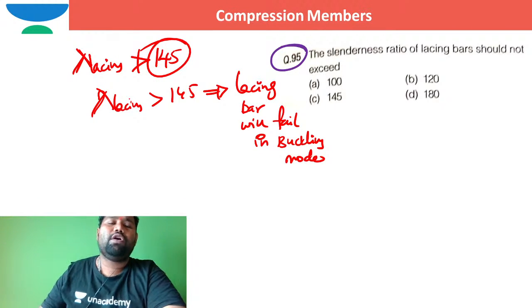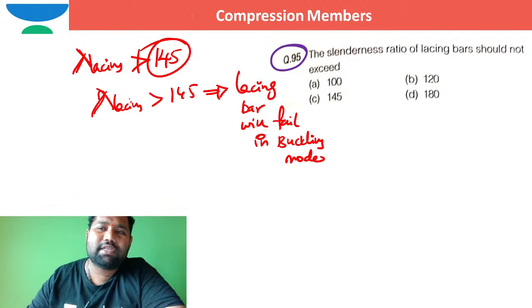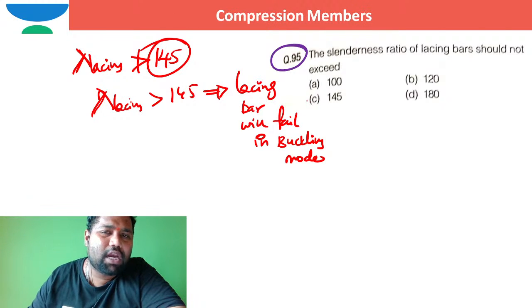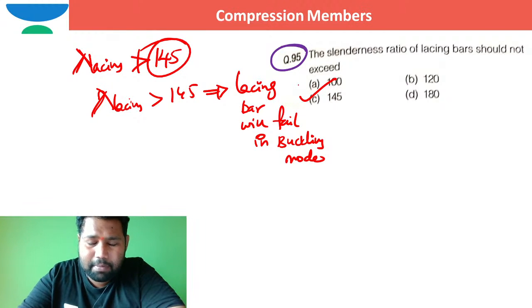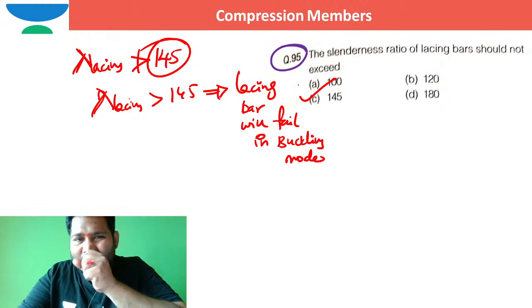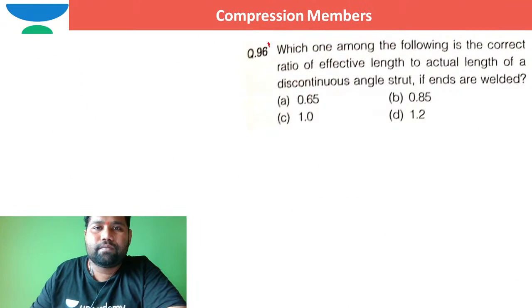If you refer to the code of practice, old or new, the limiting slenderness ratio of lacing bar shall not exceed 145. So option C is the one we can pick directly. Shall I move to the next question? Moving to the next question.